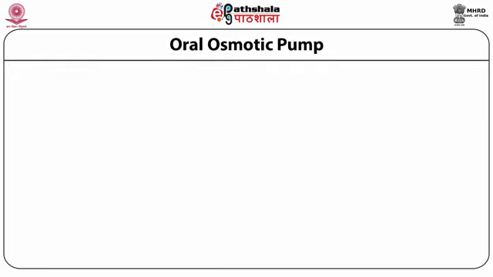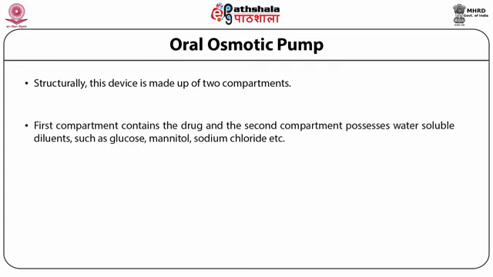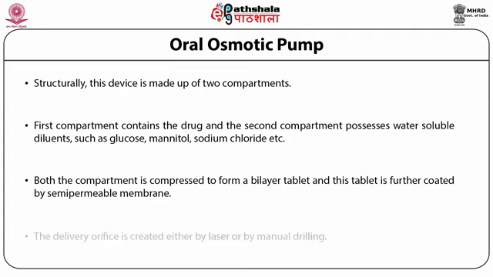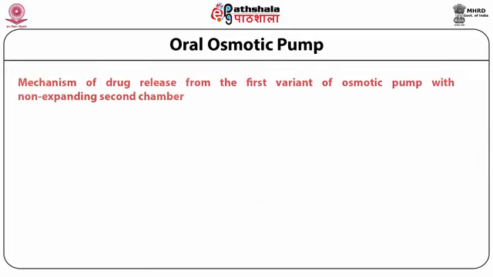As you can see in the previous slide, the structure consists of two components. The first component contains a drug, and the second component contains a water soluble diluent like glucose, mannitol, or sodium chloride. Note it is a water soluble diluent, but it is the osmogen, what we call. Both components are compressed to form a bilayer tablet, and this tablet is further coated by a semi-permeable membrane. The device orifice is created either by laser or by manual drilling.